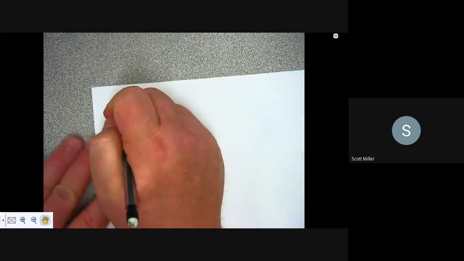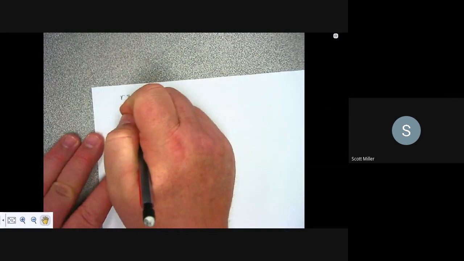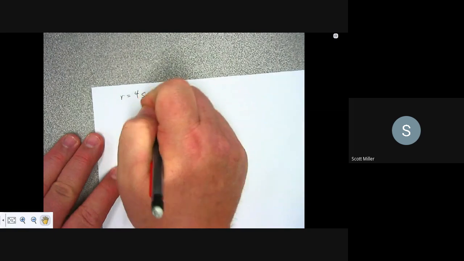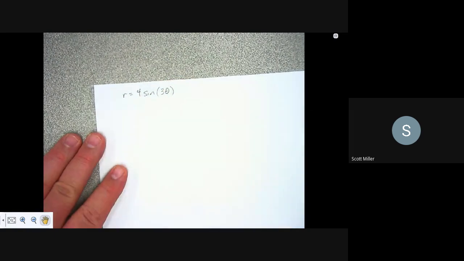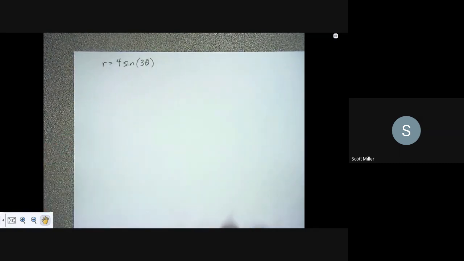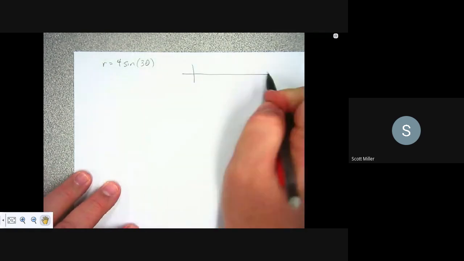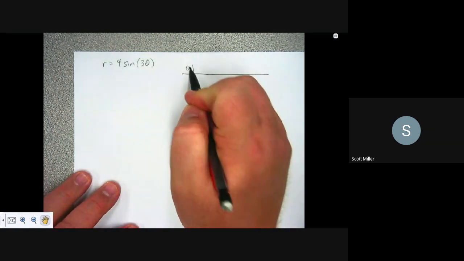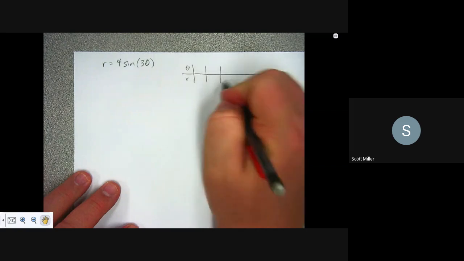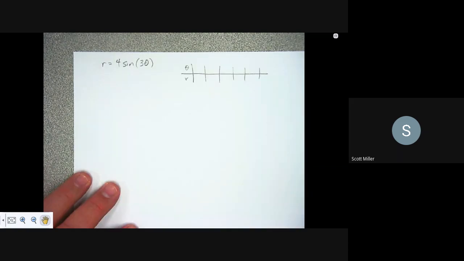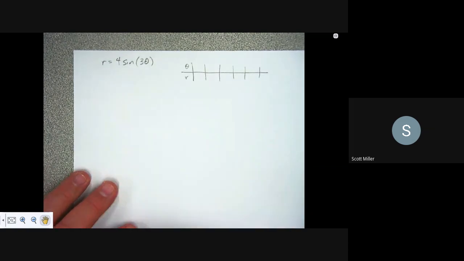So we're going to do an example. We're going to graph 4 times the sine of 3 theta. You plug in angles, and you're going to put it in a table. You have to make a table of key points. Okay? So you go to your calculator.